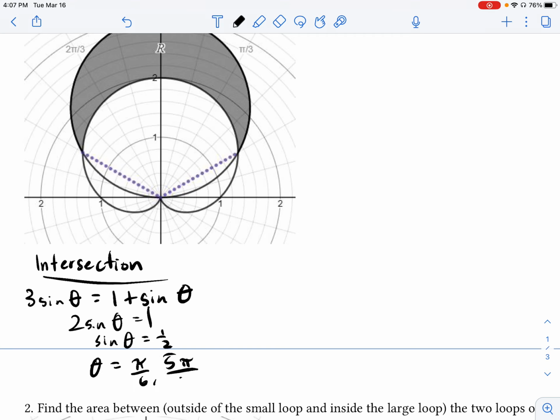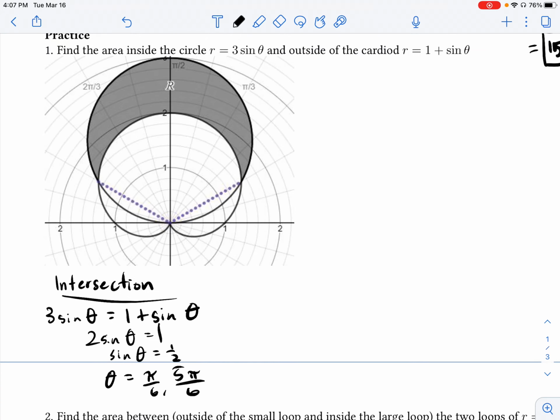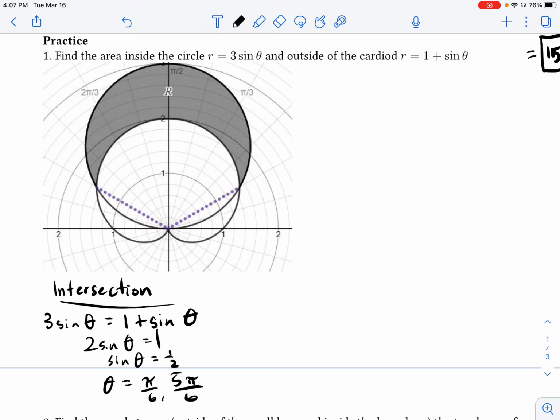All right. So again, you could use the trace feature on your calculator to see where those angles are happening, but you could also just plug in pi over 6 and 5 pi over 6 into your polar functions. And either one of those methods should show that this is going to be pi over 6. It's going to happen here. And 5 pi over 6 is going to represent this point out here.